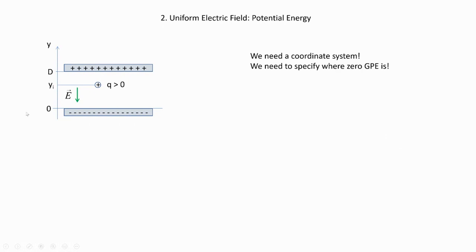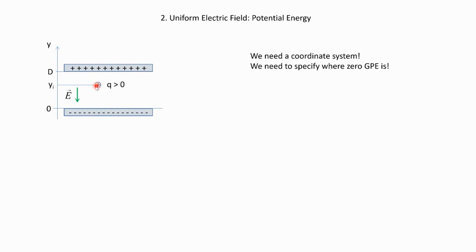So here's my coordinate system. I'm going to put the origin of the coordinate system on the surface of the negatively charged plate. And I'm going to draw the positive direction as pointing towards the positively charged plate. Notice, by the way, that the location of the positively charged plate is the distance d away. So I've given this coordinate d.